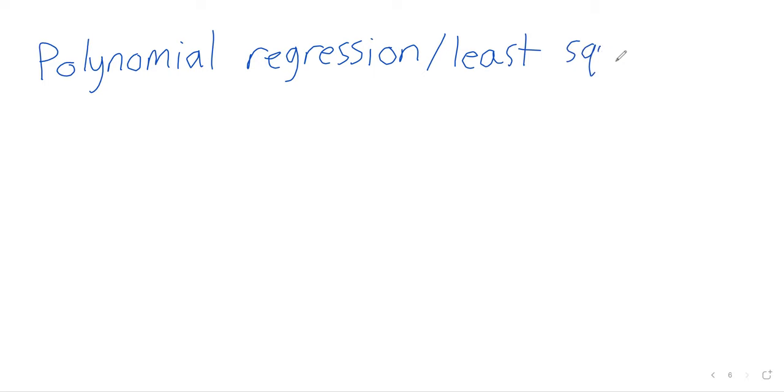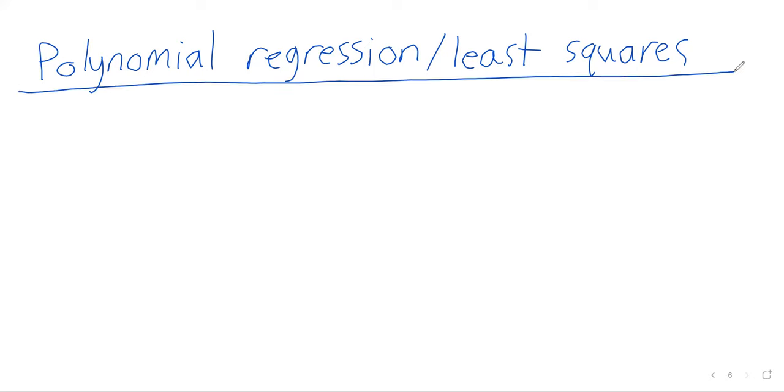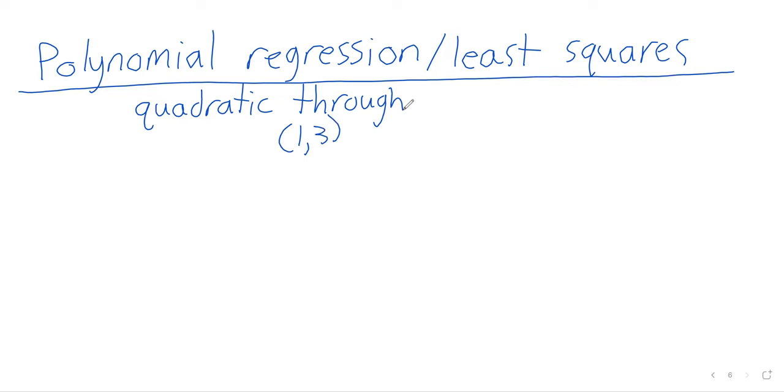The topic I want to cover now is polynomial regression and least squares problems. So if we want to find a polynomial through a point, that can be done using linear algebra. It's pretty basic. As follows, find a quadratic through the points 1, 3, the point 4, 6, and the point 7, 2.